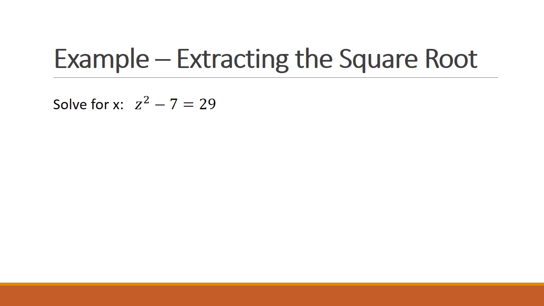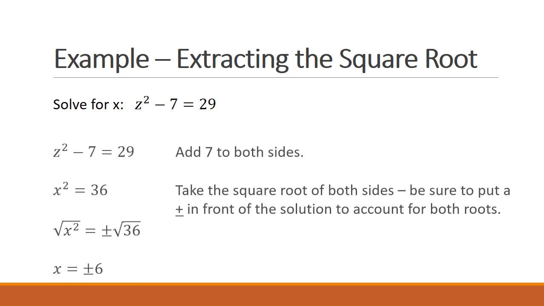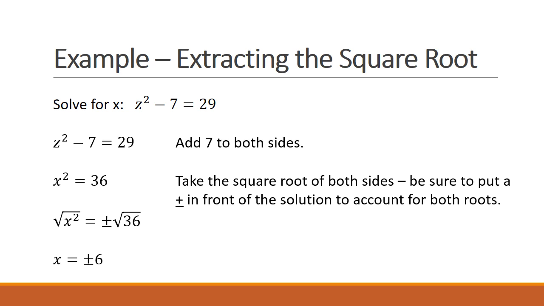First of all, extracting the square root. This is a very simple one. We've got x squared minus 7 equals 29. We're going to add the 7 to both sides. We have x squared equals 36. We're going to take the square root of both sides, putting the plus or minus in front, and we find that x is either 6 or negative 6.